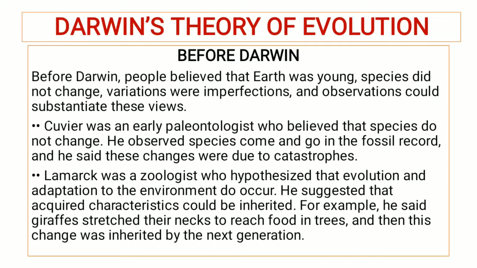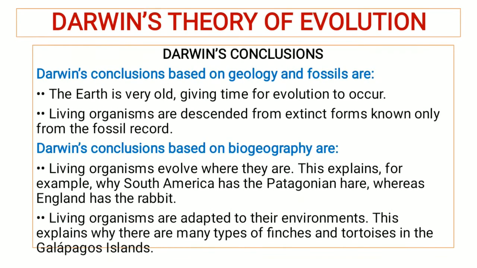Lamarck was the first biologist or zoologist who hypothesized that species can change and evolution does occur in organisms. According to Lamarck, the characteristics that are acquired during the lifetime of an organism can be inherited by the next generation. And the famous example that all of you know is the example of the longer necks of giraffes. According to Lamarck, the longer necks of giraffes might be due to a few drought conditions that resulted in the scarcity of grasses.